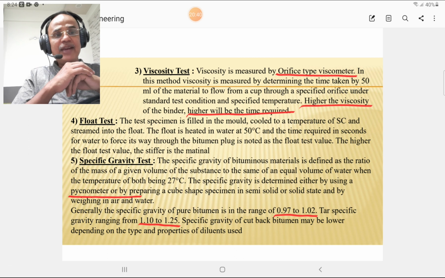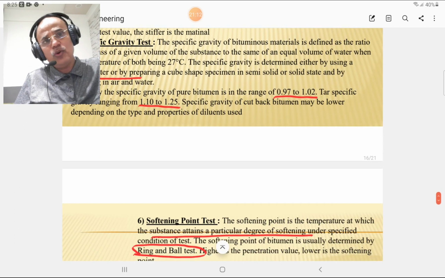And the specific gravity is determined either by using a pycnometer or by preparing a cube-shaped specimen in semi-solid and solid state, and by weighing in air and water. That is another method other than the pycnometer. Generally, the specific gravity of pure bitumen is in the range of 0.97 to 1.02. The specific gravity ranges from 1.10 to 1.25 for tar, and for cutback bitumen it may be lower depending upon the type and properties of the diluents.